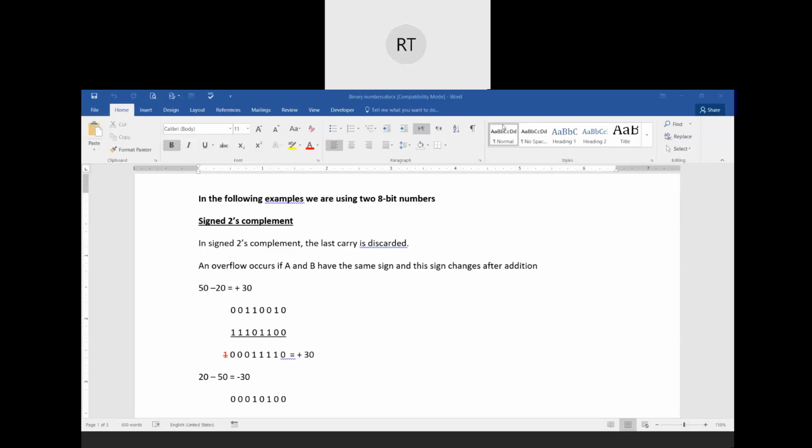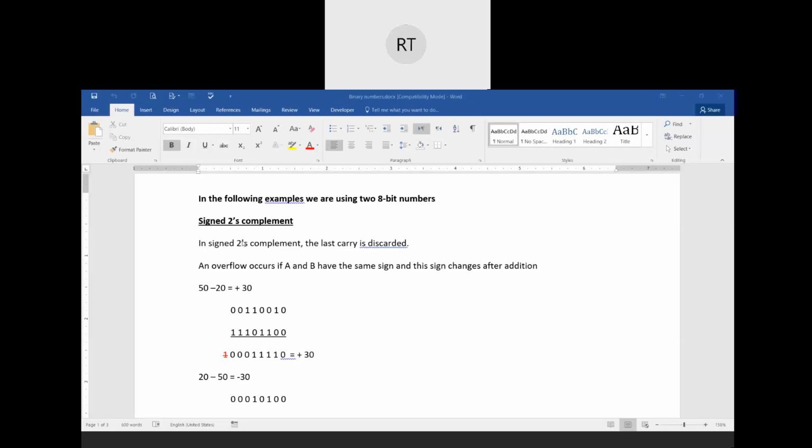In this third Word document, I will give you many examples of how to do signed two's complement, how to work in unsigned numbers, and how to work in signed magnitude. So we work on the three cases. I'll start with the first example.